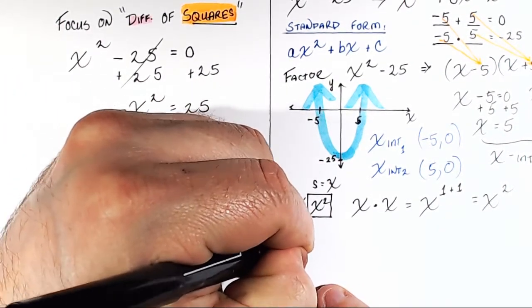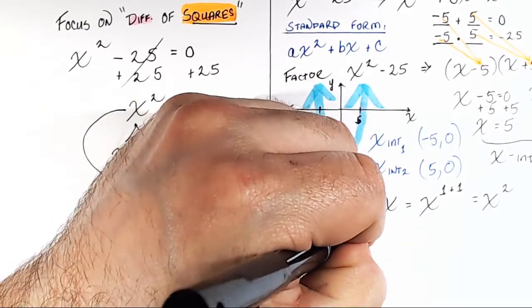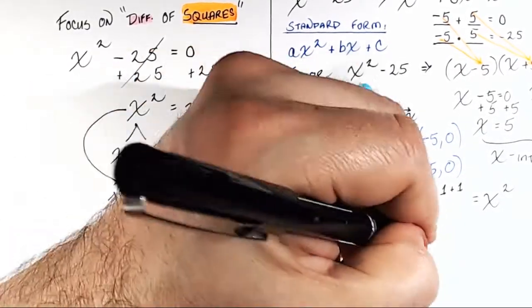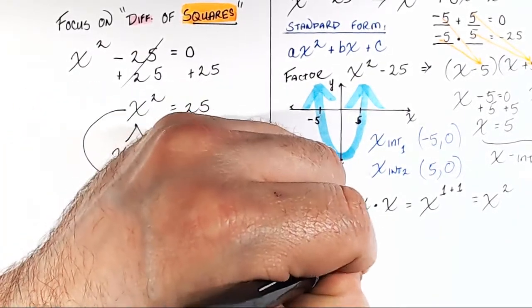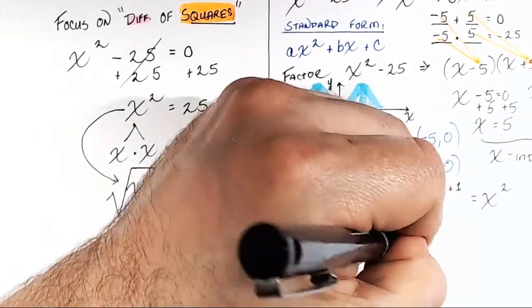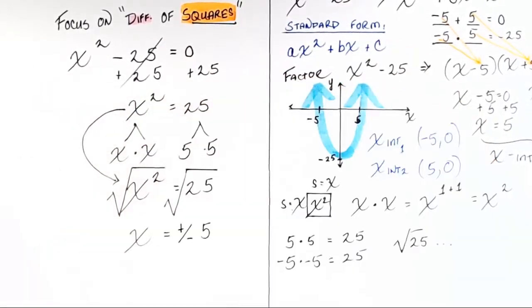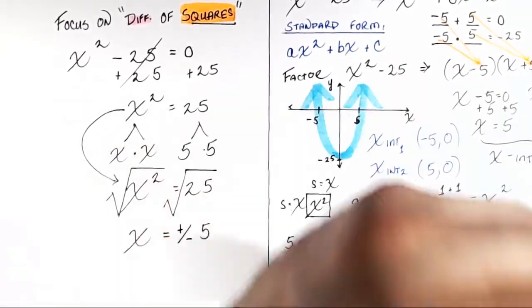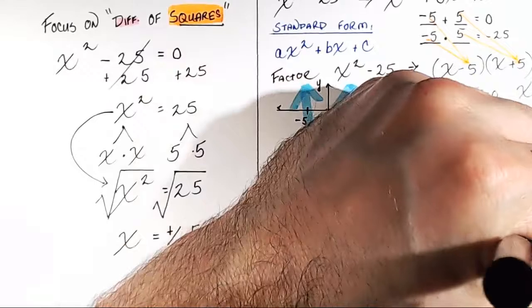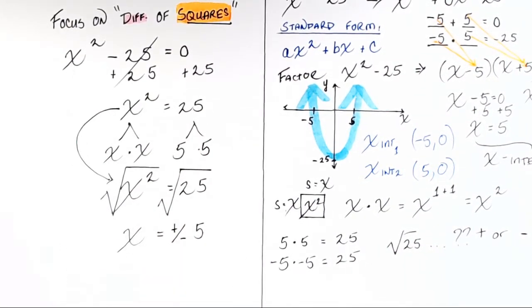5 times 5 equals 25. But negative 5 times negative 5 also equals 25. So if I take the square root of 25, I really don't know if it's going to be plus or minus. So I have to put plus or minus 5.